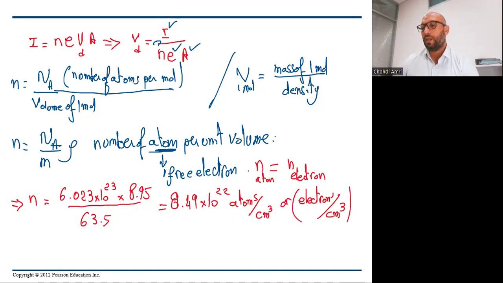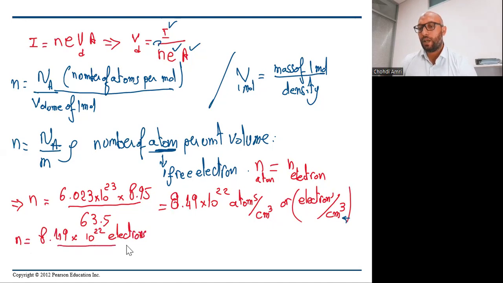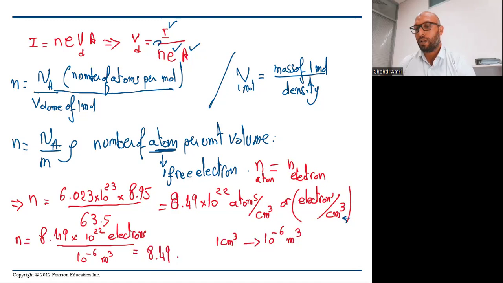However, you see here that the unit is a centimeter cube, but the international unit is meter cube. So we can say that N equals 8.49 times 10 power 22 electrons divided by 10 power negative 6 meter cube. Why? Because 1 centimeter cube is equivalent to 10 power negative 6 meter cube. And we're going to get 8.49 times 10 power 28 electrons per meter cube. We are done.